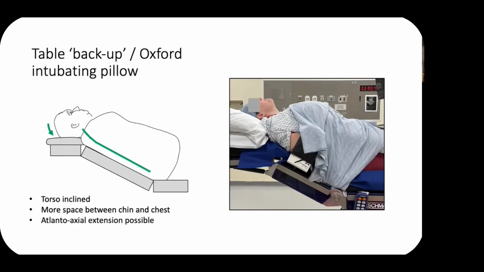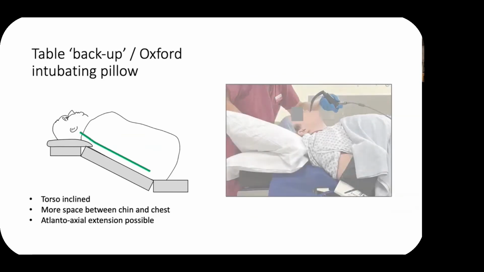Things tend to be easier if the external auditory meatus and sternal notch are lined up by inclination of the entire torso. There tends to be more space between the chin and the chest. As there is relatively little flexion of the lower cervical spine, it is possible to extend the atlantoaxial joint and create yet more space to allow the laryngoscope insertion.